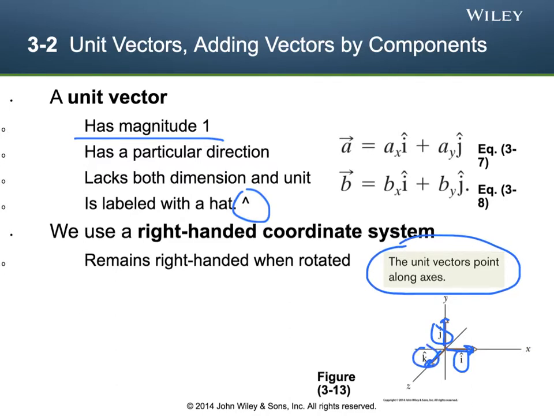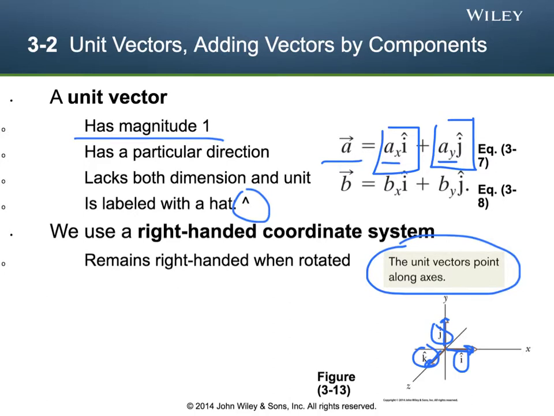So that means we can take any vector, say we have some vector A, and it can be broken up into components along the x-axis and the y-axis, which before we would call a sub x and a sub y for those x and y components. We can now take that number and attach an i hat to it so we know that that is the x component, and attach a j hat and know that it is the y component.